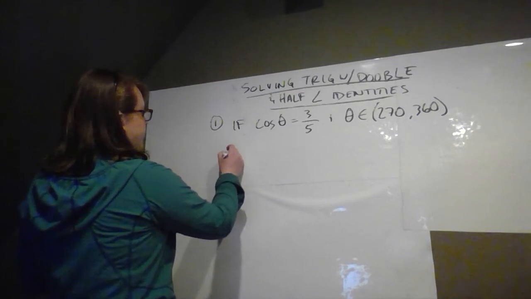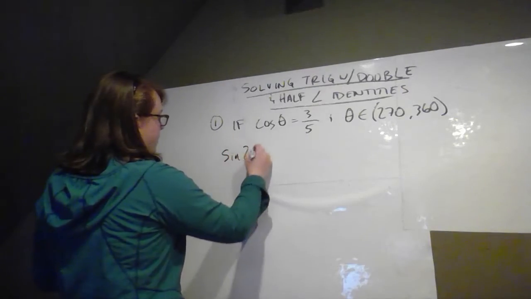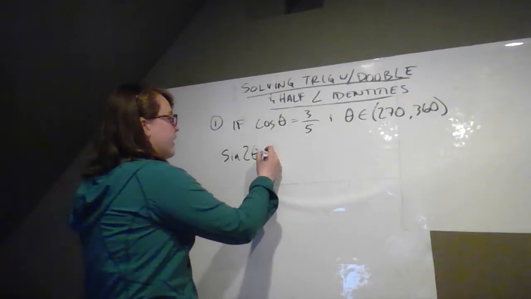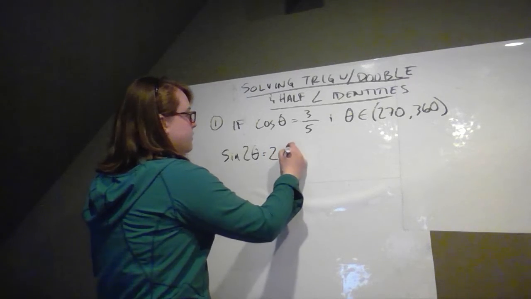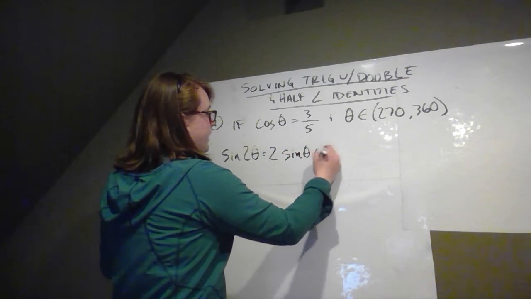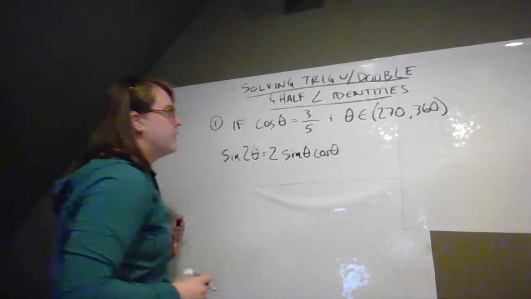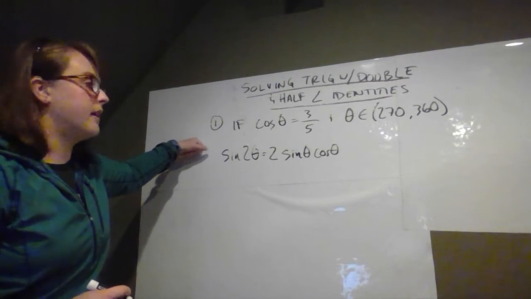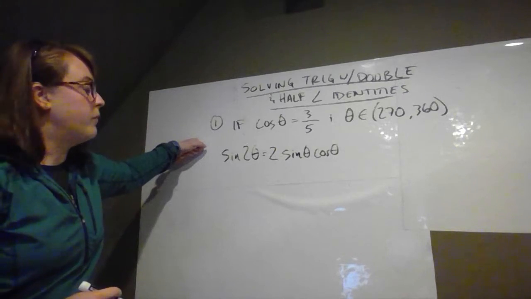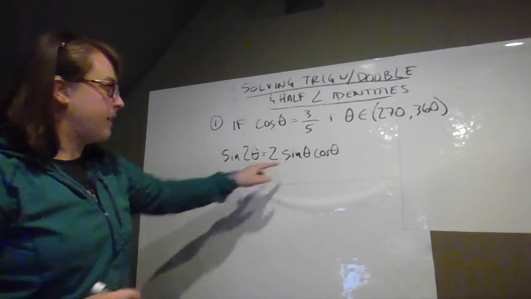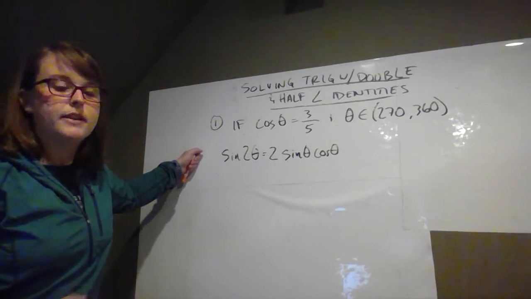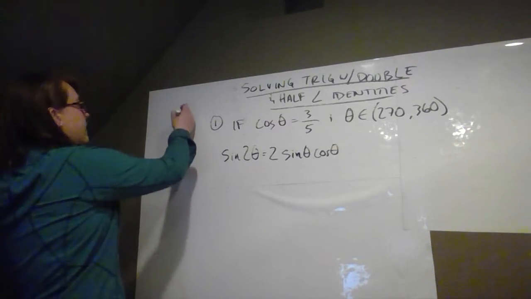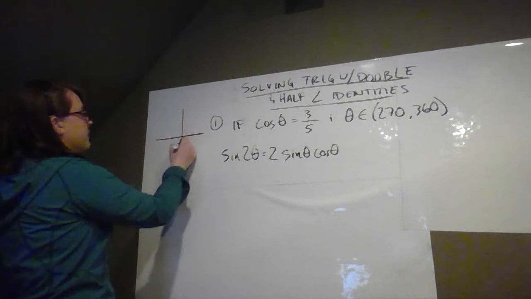So let's start with sine of 2 theta. This is a common one. So sine of 2 theta, remember, is 2 sine cosine. All right. So in order to figure out what sine of 2 theta is, we will need to plug in cosine, but we're also going to have to figure out what sine of theta is. So that's where we have to go back to what we've done before and figure out the triangle.